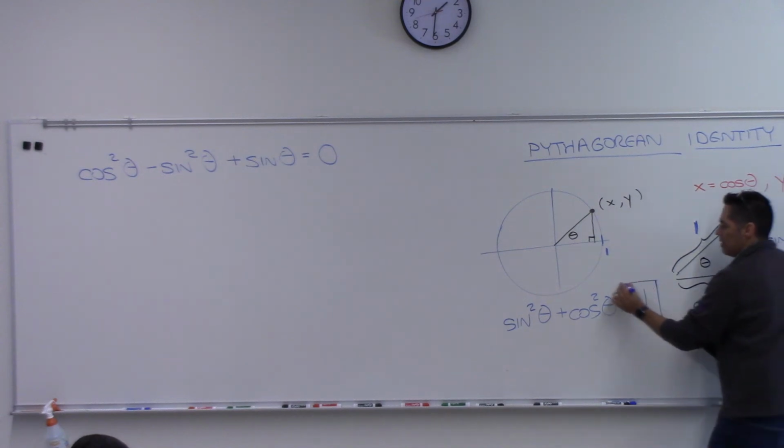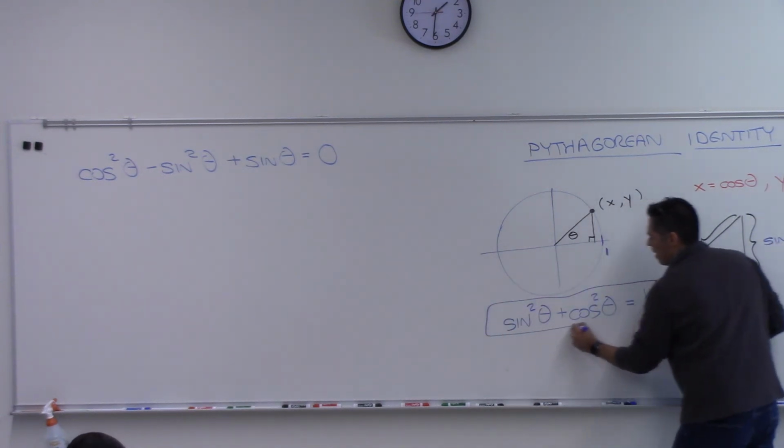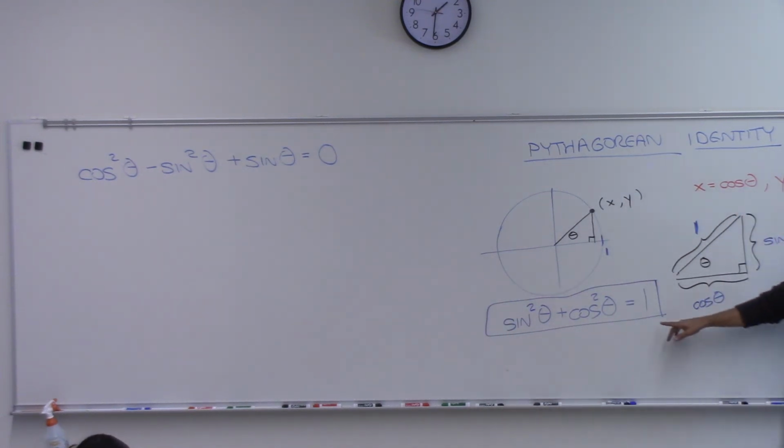This identity, known as the Pythagorean identity, is the most important identity in precalculus, in this class. Everybody coming out of this class needs to know this like 1 plus 1 is 2. Sine squared theta plus cosine squared theta is 1. It comes from this very nice picture. Any questions about this picture? Where it comes from here?